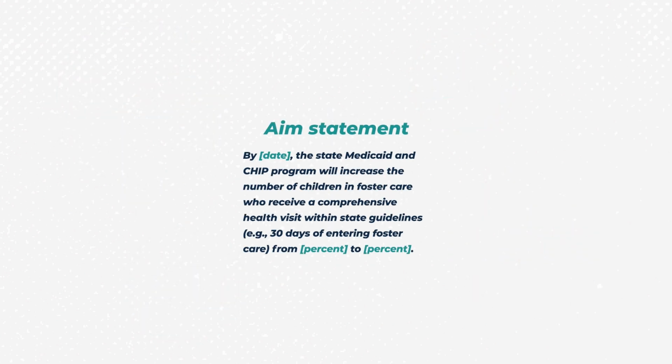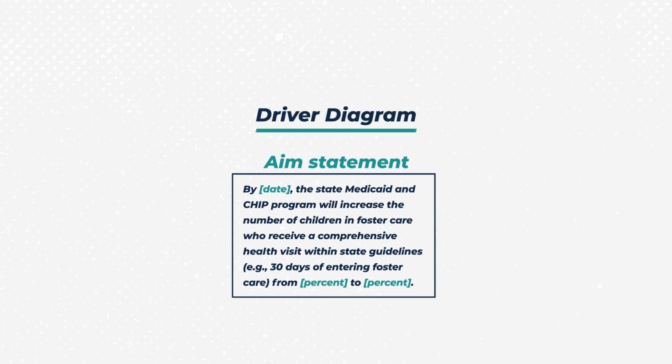Here is a sample aim statement on improving timely completion of the comprehensive health assessment for children in foster care. By a specific date, the state Medicaid and CHIP program will increase the number of children in foster care who receive a comprehensive health visit within state guidelines from a baseline percentage to an increased percentage. The aim statement anchors the beginning of the driver diagram.